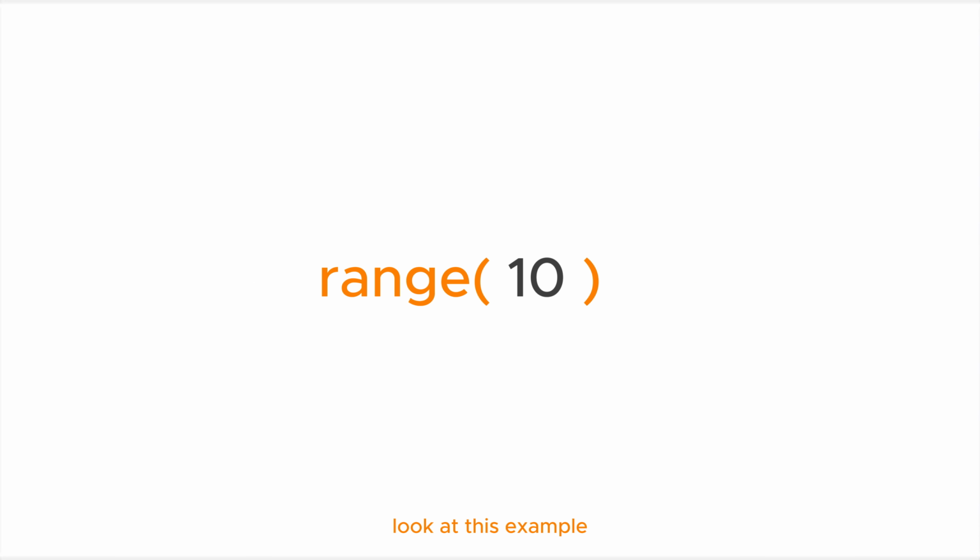Look at this example, range(10). It doesn't actually create a real list of 10 numbers in memory. It only stores 3 things: the starting point, the stopping point, and the step size. This makes it extremely fast and memory efficient, if you say, for example, range(1 million). This is the intelligence of range.